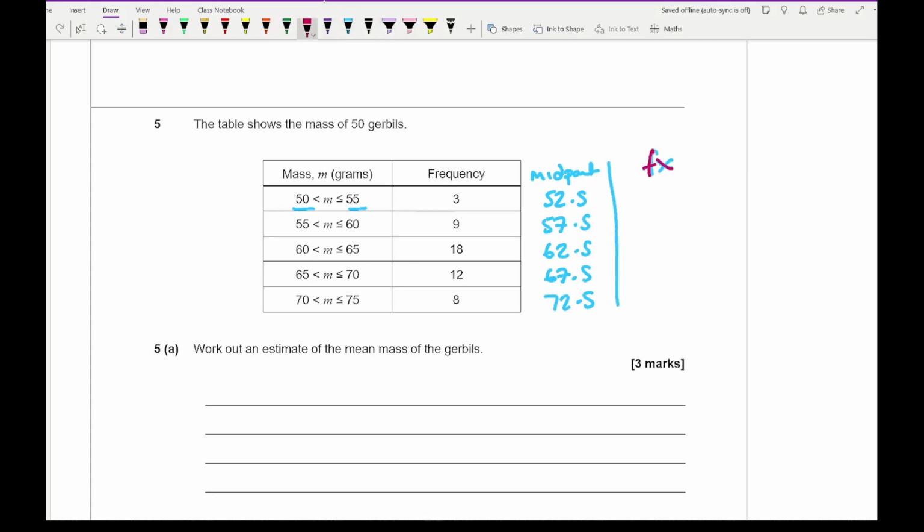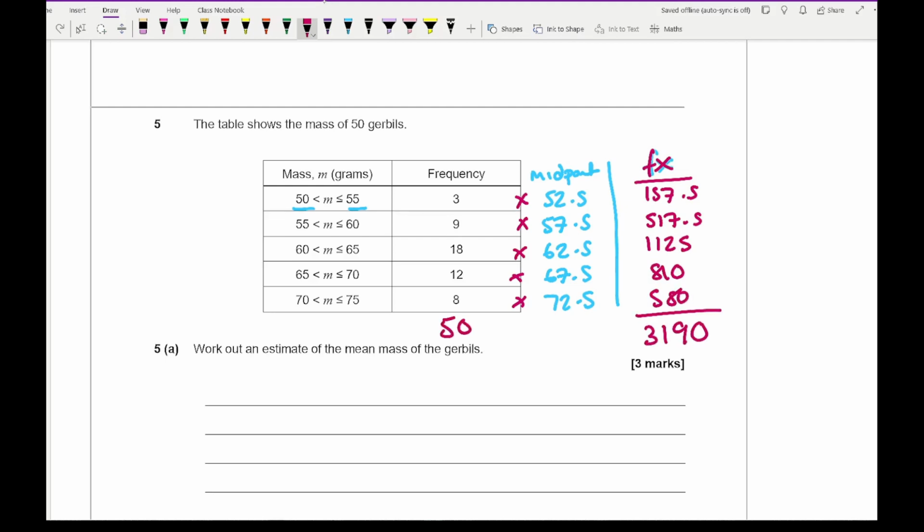From that, what we then want to do is create an FX column. And how do we calculate the FX value? Is basically multiply the frequency by the midpoint, in which you should have 157.5, 517.5, 1125, 810, and 580, giving you a total of 3190.